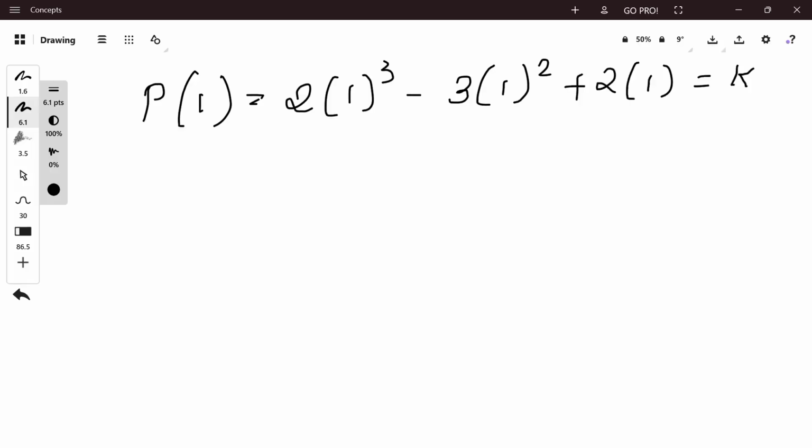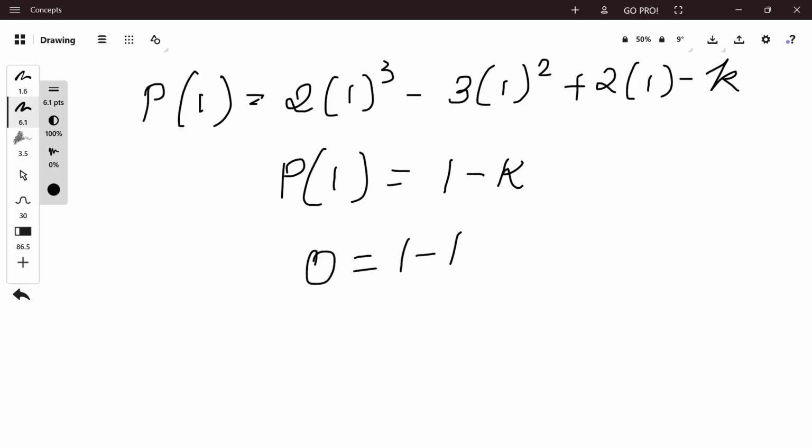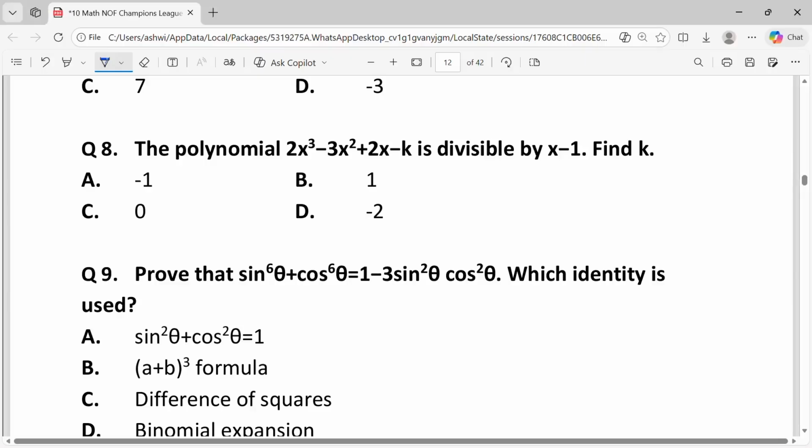minus k. That is, p(1) is equal to 1 minus k. Since the polynomial is divisible by x minus 1, p(1) must be equal to 0. That is, 0 is equal to 1 minus k. That is, k is equal to 1. From the given options, the answer is B, 1.